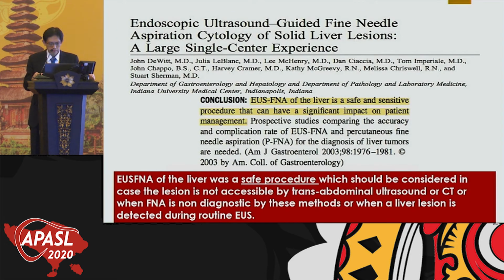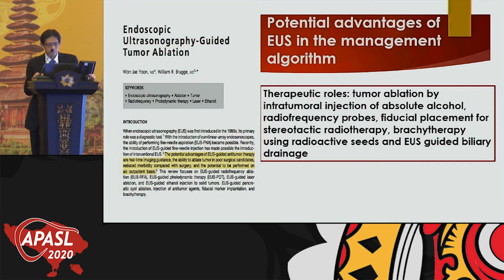And another study also showed that EUS FNA of the liver was a safe procedure, which should be considered in the case that a lesion is not accessible by transabdominal ultrasound or CT, or even when the FNA is non-diagnostic by these methods, or when a liver lesion is detected during the routine EUS. And this is one that I mentioned before, the potential advantage of EUS in the management algorithm.